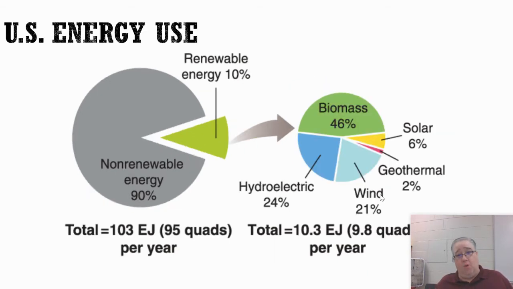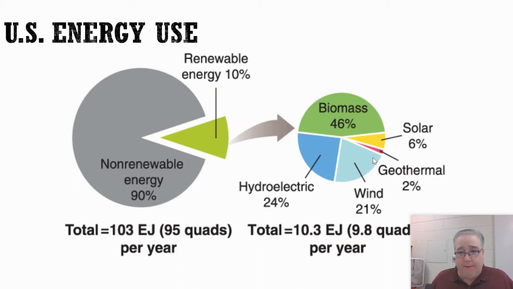Now, if you look at the U.S., it's a little bit different. Again, non-renewable, it's about 90%, and only about 10% for renewable. So if you compare us to the world, we use a considerable amount less renewable energy than the rest of the world does, and we rely more on the non-renewable stuff. Again, oil, natural gas, etc. But even when you break down our renewables, biomass only makes up about 46%, and then you see the breakdown of all the others as well.